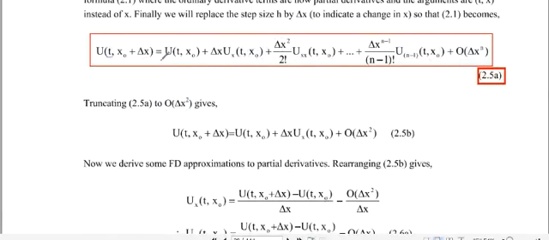So by this theorem, we have u at t and x0 plus delta x equal to u at t and x0 plus delta x u x at t and x0 plus O of delta x^2, where O of delta x^2 is the order of the truncation error.